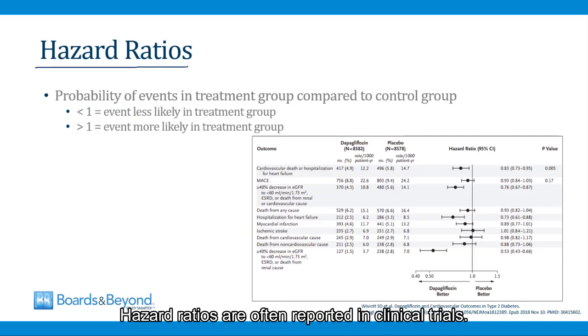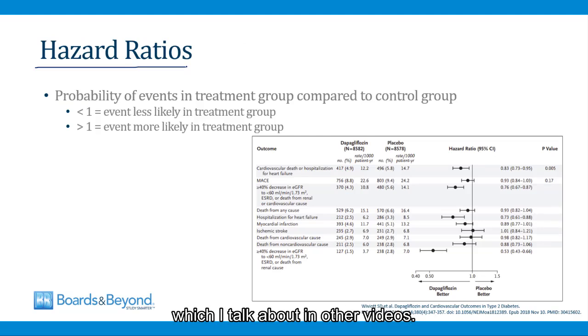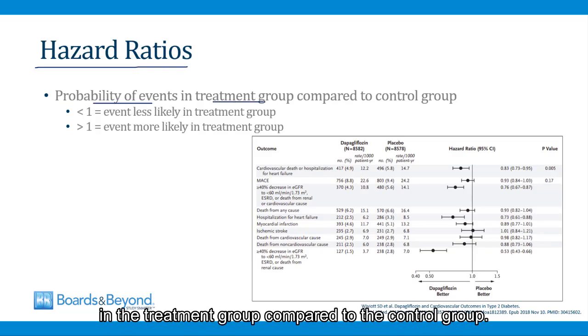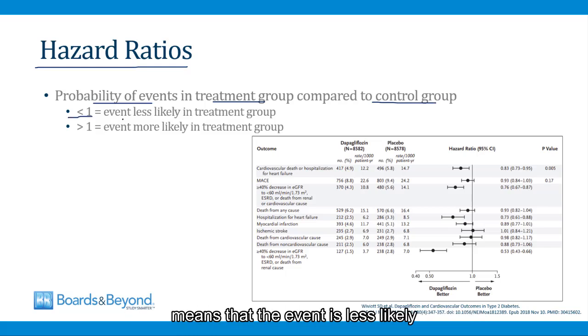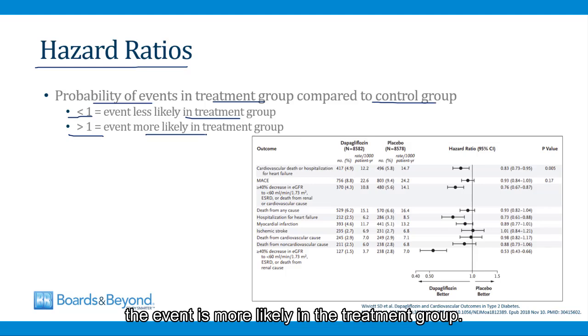Hazard ratios are often reported in clinical trials. They are similar to risk ratios, which I talk about in other videos. The hazard ratio is the probability of events in the treatment group compared to the control group. A hazard ratio less than 1 means that the event is less likely in the treatment group, and a hazard ratio greater than 1 means the event is more likely in the treatment group.